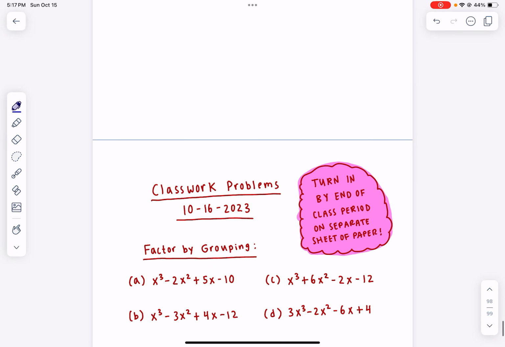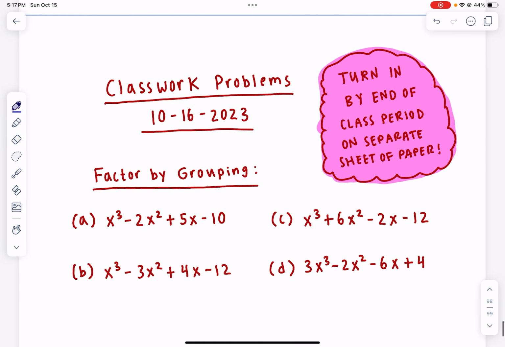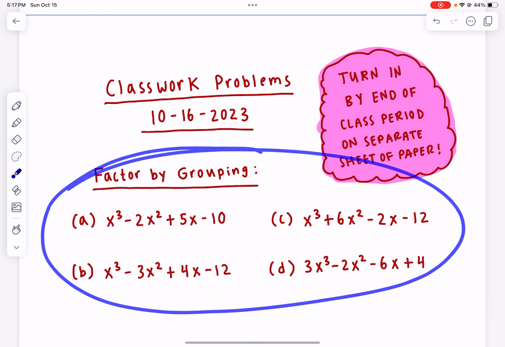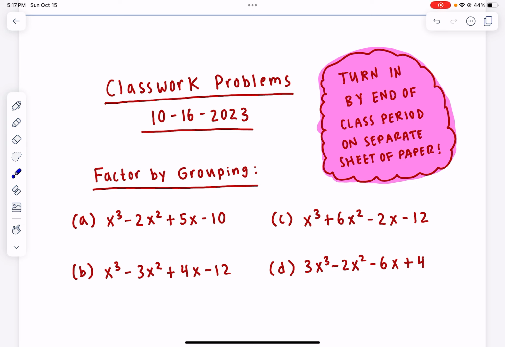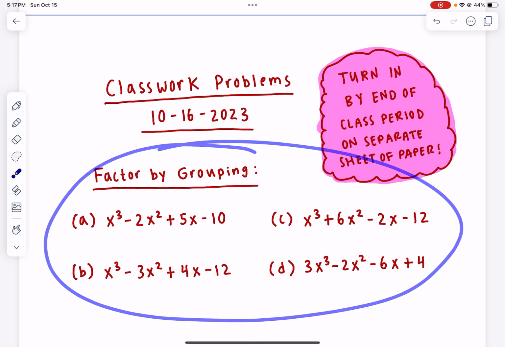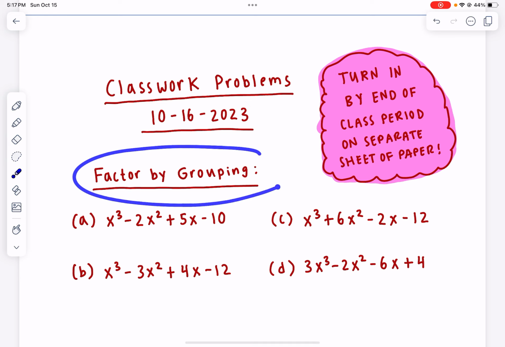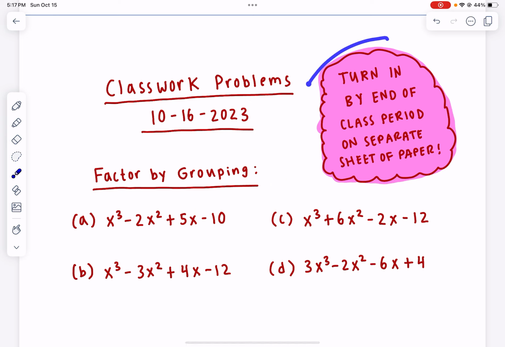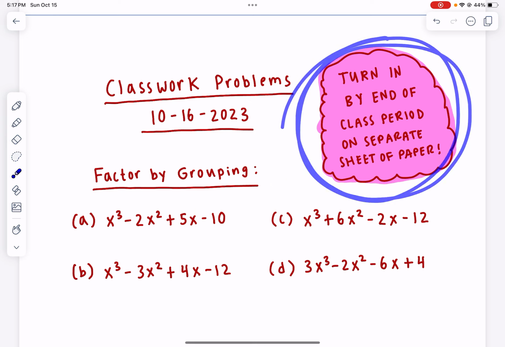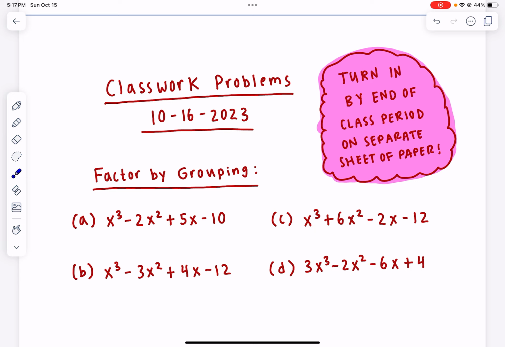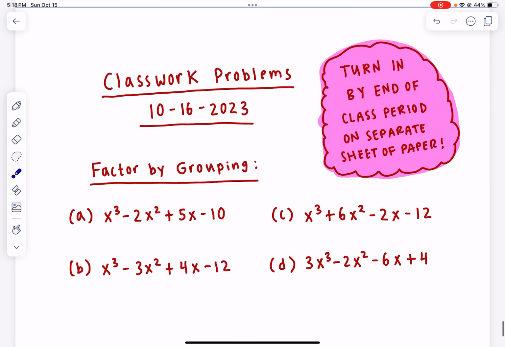So by the end of class today, I'm going to need you all to complete 4 of the following problems right here. So A, B, C, and D. I'm going to need you to complete them by the end of class today. And for each of these 4 problems, you're going to factor by grouping. So once again, make sure you turn these problems in by the end of the class period on a separate sheet of paper. Feel free to work with your neighbors to help figure out the answers to these problems. Once again, the main idea is to be able to factor by grouping.